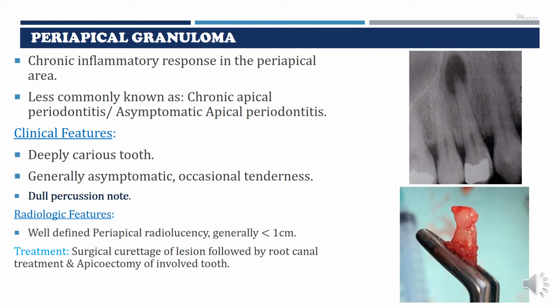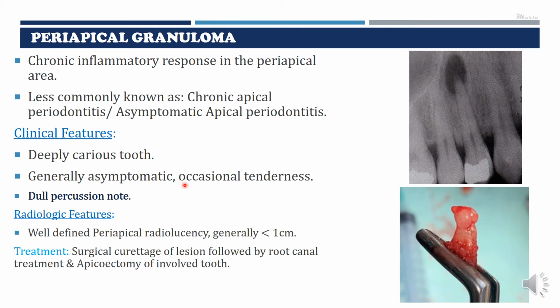Moving on to the next periapical pathology, which is chronic in nature, referred to as the periapical granuloma. Periapical granuloma is a chronic inflammatory response to pulpal infection in the periapical area. Sometimes it is also known as chronic apical periodontitis or asymptomatic apical periodontitis. The associated tooth is always carious. There will be a deep, slow progressive carious lesion. The tooth will generally be asymptomatic.